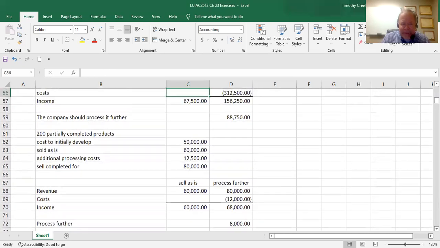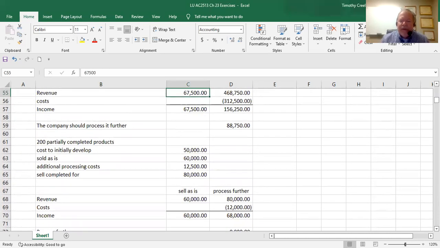From a qualitative standpoint, sometimes the decision might be made on something other than just this information. What if a company needs cash very quickly? They might be forced to sell as is in order to get the cash much quicker, because it's going to take more time to process further and more time to sell the product and get cash flows coming in.